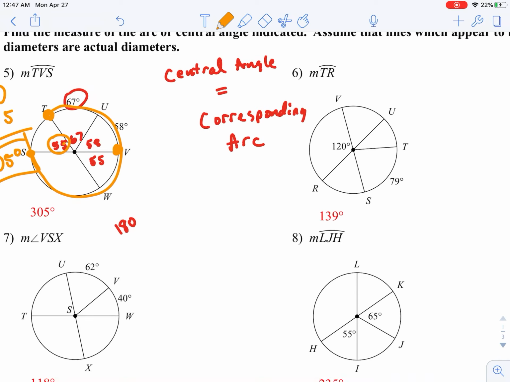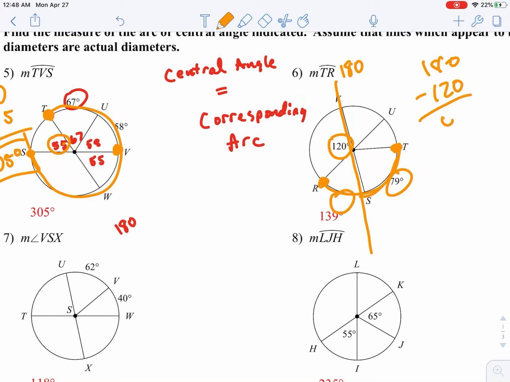All right, TR. It's going to be easier when they only give you 2 letters. Okay, T to R. Okay, so that's 79. But I got to find this other piece. Okay, so if you're missing a piece, you got to start thinking, what could I do? The first thing you could do is look for diameters. The diameter cuts it into 180, okay? So now this half is 180, so I got 120 right here. All right, so 180 minus 120. This guy is 60, which means this arc is 60.